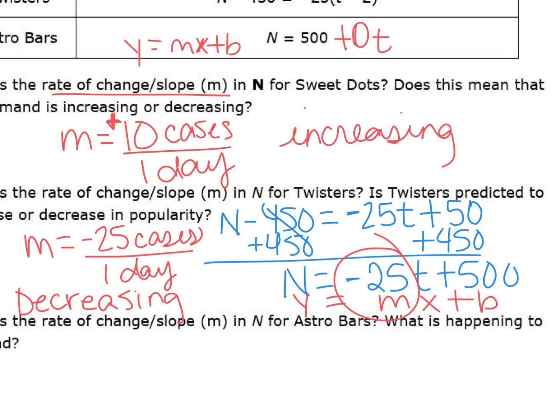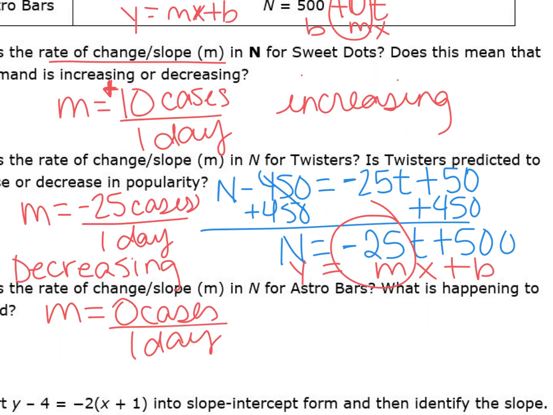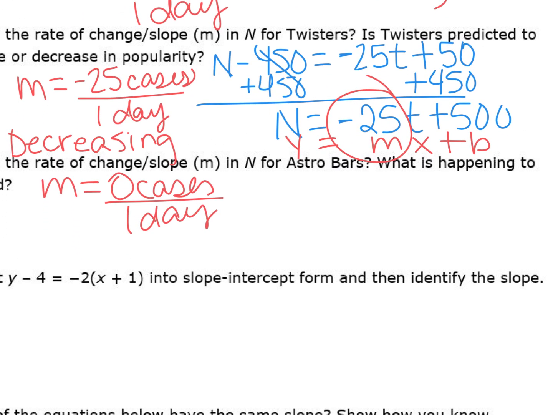You were talking about absolute nothing. Does this make sense? If there's not a b, or an m, so here's my b, here's my mx. What's my slope here? Zero. So my slope on this is going to be 0 cases in one day. Now let's think about that. Does that mean that they're not making any, or does that mean what? What does 0 slope look like? Is it a vertical or a horizontal? This is a horizontal line.